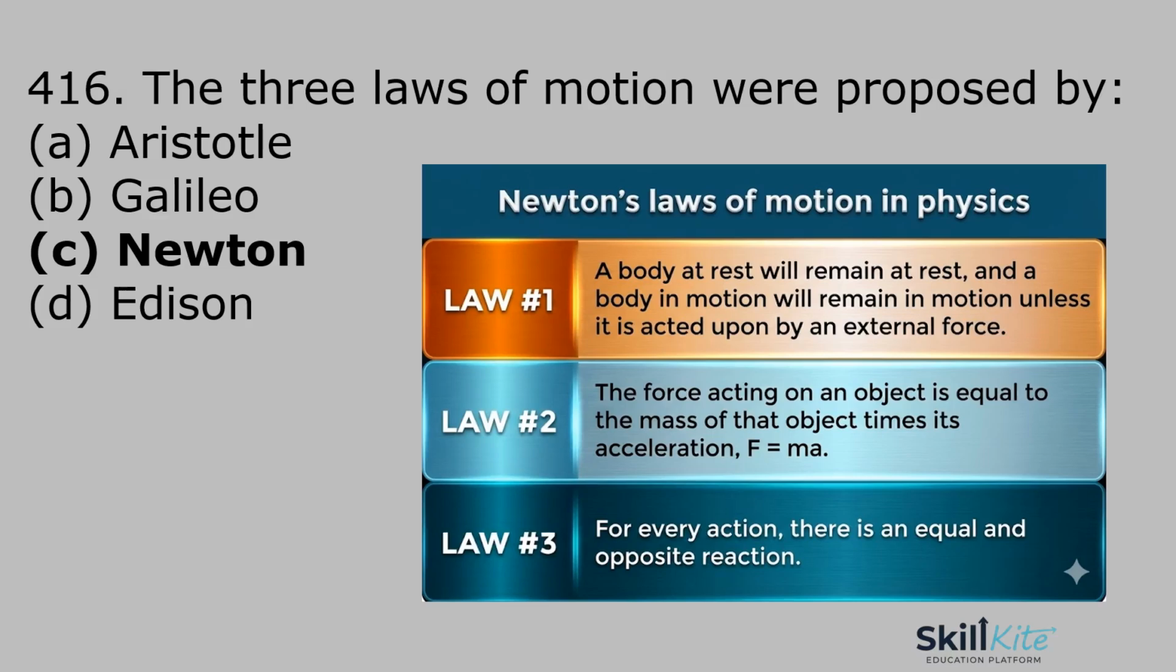The first one is: a body at rest will remain at rest and a body in motion will remain in motion unless it is acted upon by an external force. The force acting on an object is equal to the mass of the object times its acceleration, that is F equals ma. For every action there is an equal and opposite reaction. So these are Newton's three laws of motion in physics.